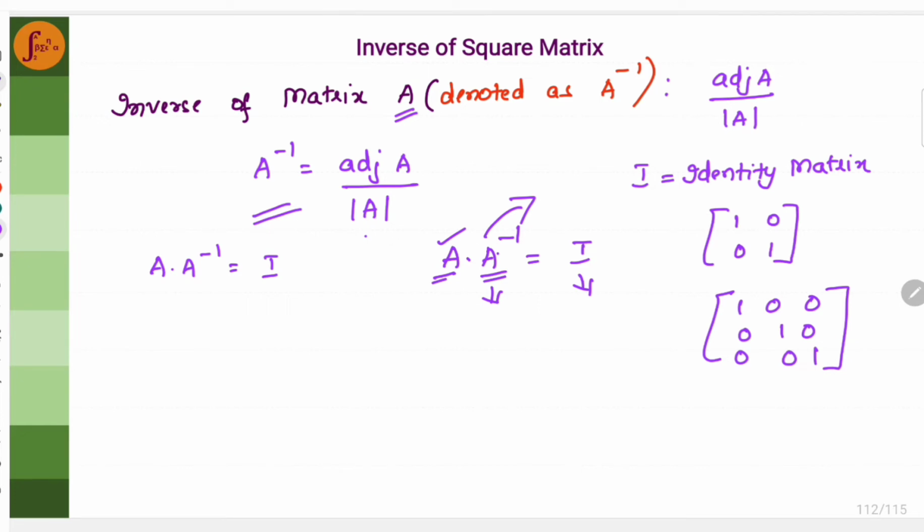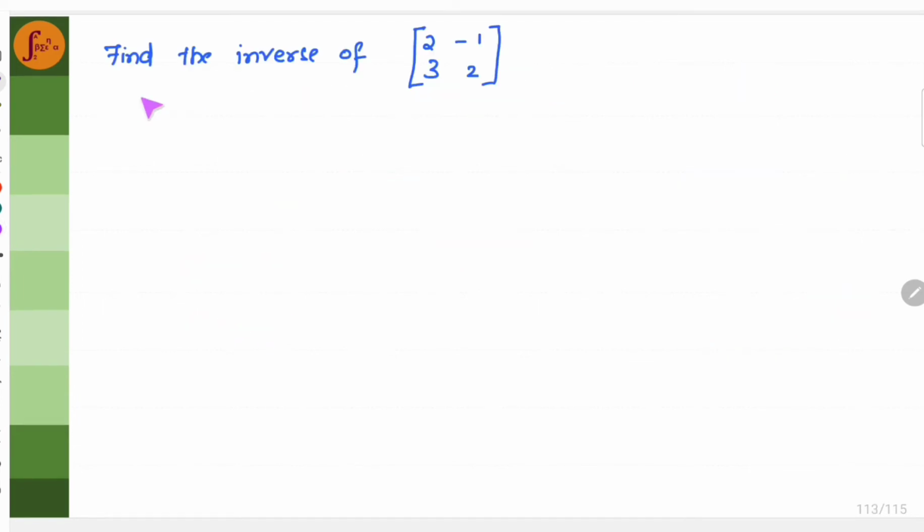Also, we need to remember a few things. A into A inverse is I. A inverse into A is also I. Let's take an example. Find the inverse of this particular matrix. Let's call this matrix A. Now, what is the formula for inverse? A inverse is equal to adjoint of matrix A by determinant.